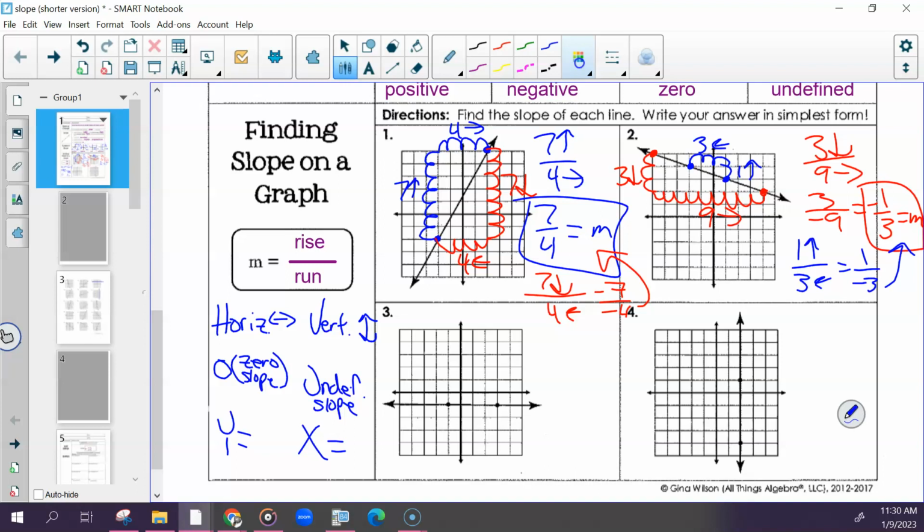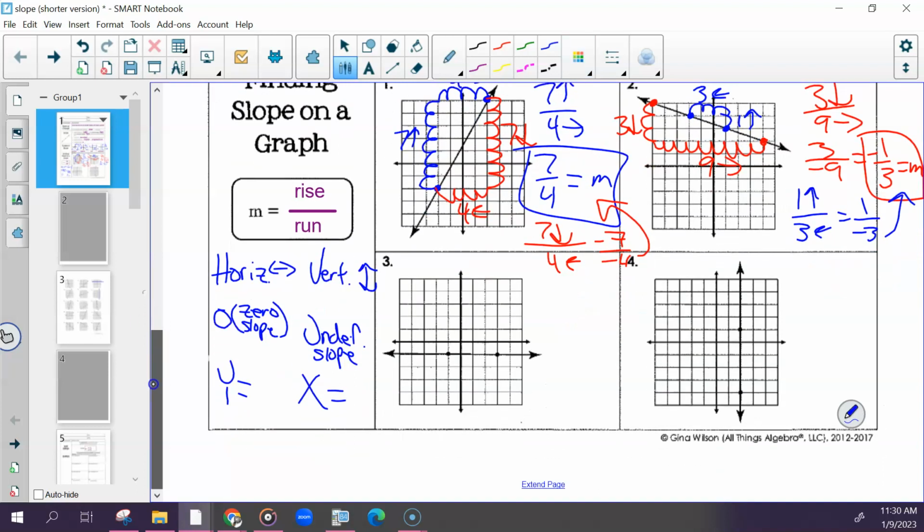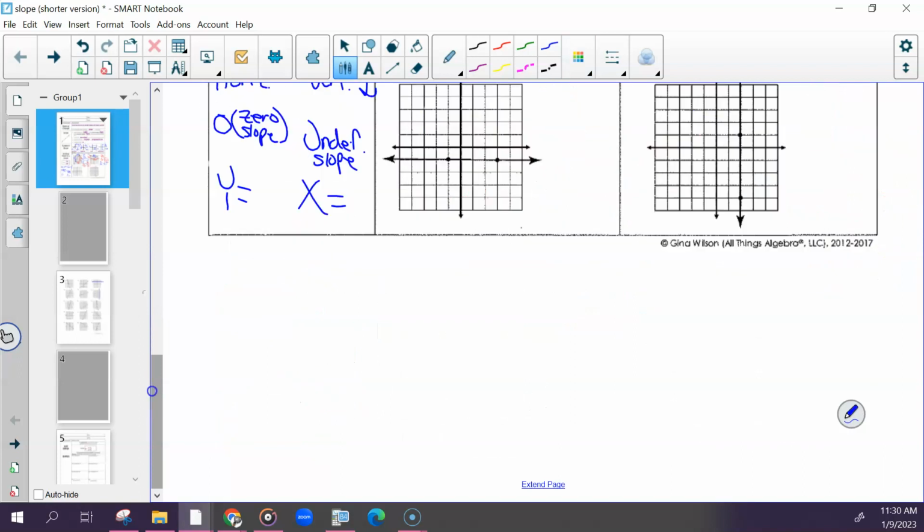When you get questions like 3 or 4, once you have it in your mind that horizontal will be 0 and vertical will be undefined, you don't have to do the counting process I'm going to show you. You could just say, this is horizontal, so m equals 0. That's vertical, so m equals undefined. But just to double check yourself, you could still do this counting process.